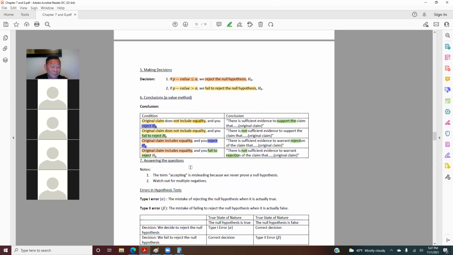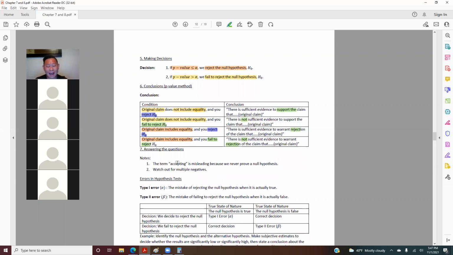Because accept is a very strong word for 100% accepting, and we are not 100% confident in accepting it. We are only 95 or 98. So we use the words fail to reject. So never use the word accept, because of the error that we can make. And watch out for multiple negatives, like the word not and the word reject, they are negative. So if you have double negation, it becomes a positive.